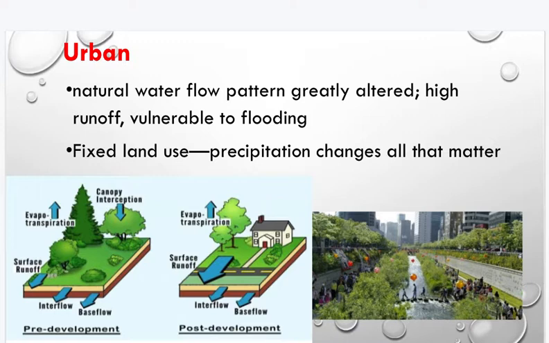Urban watersheds. Urban watersheds are unique in that humans have altered them significantly, usually by covering them with impermeable surfaces. Impermeable means water can't flow through it. So underneath these impermeable surfaces, once the water's used up, that's it.